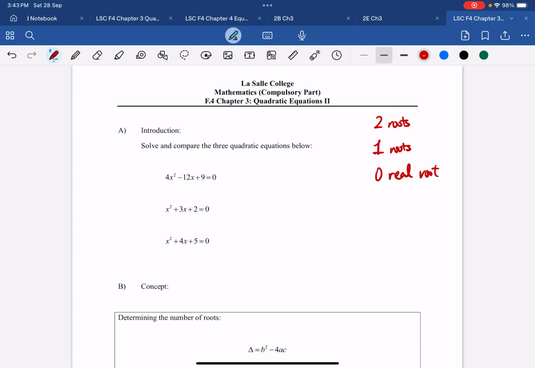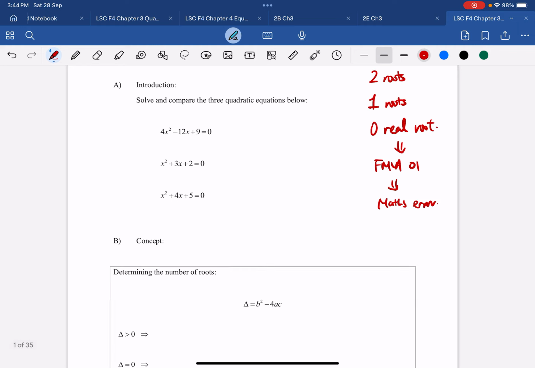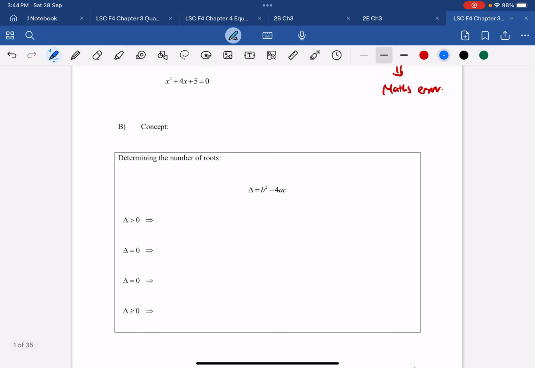Okay, if you have no real root, then if you press it in your formula 1, it will encounter a math error. So why would that happen? Why do some equations have two roots, some only one root, or even zero real roots? Okay, so let's take a look. It's all about the value of this. It's because of the value of b squared minus 4ac.